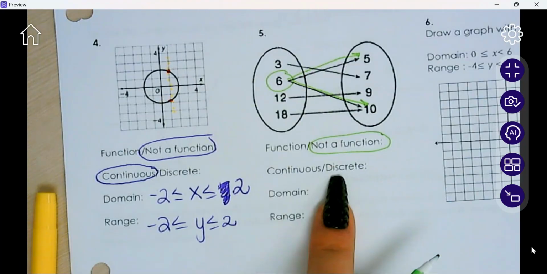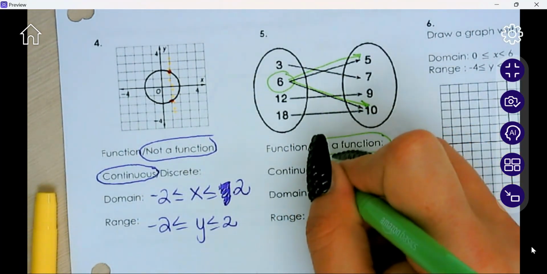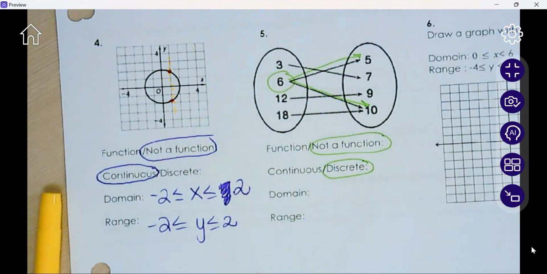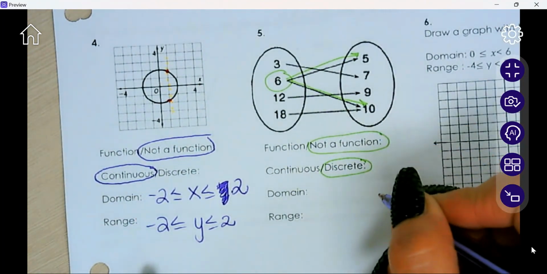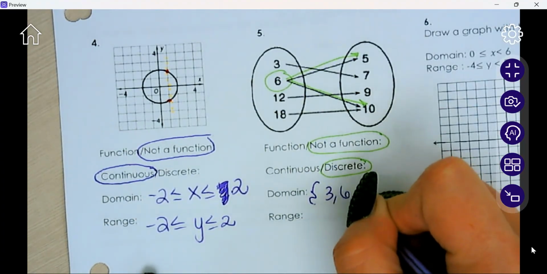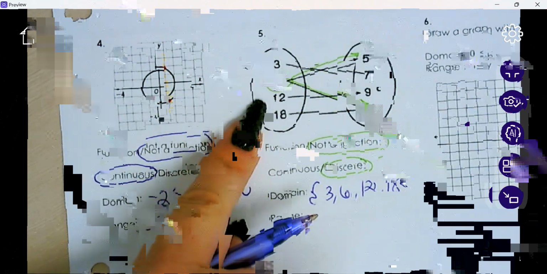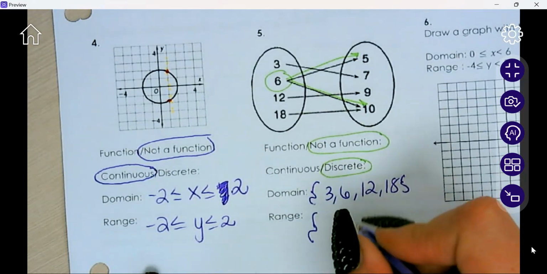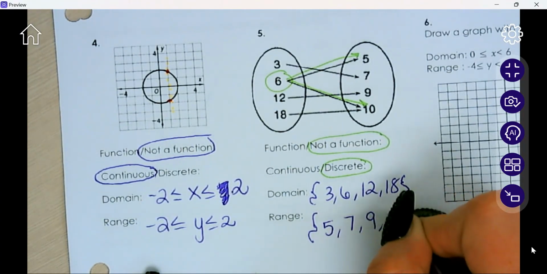Just like the table, anytime you have a list of numbers, that's going to be discrete. The domain for this is actually already the same as the other discrete functions. You're just going to list it. So do your brackets, 3, 6, 12, 18. The input here is your domain, your x. The output here is your range, y. So the range is 5, 7, 9, and 10.